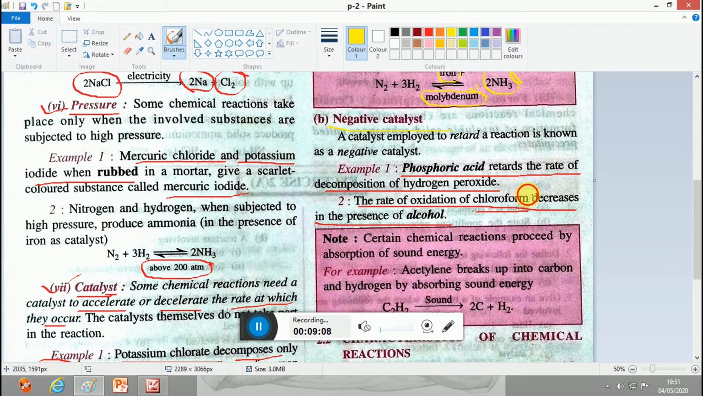Now listen, this chloroform on aerial oxidation produces phosgene gas, and this phosgene gas is very harmful for human beings. To avoid any formation of phosgene gas, alcohol, basically ethanol, is mixed in the chloroform bottle. So this alcohol decreases the rate of aerial oxidation, or any sort of oxidation, in the case of chloroform.